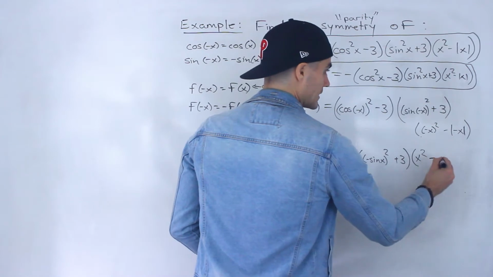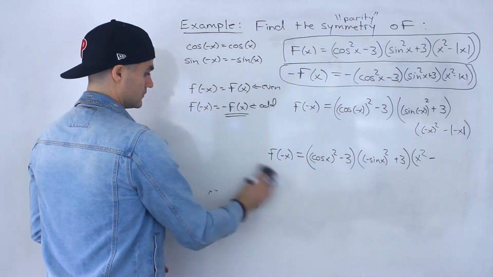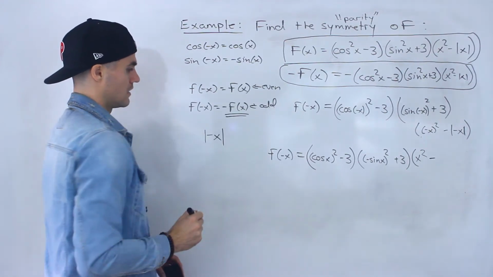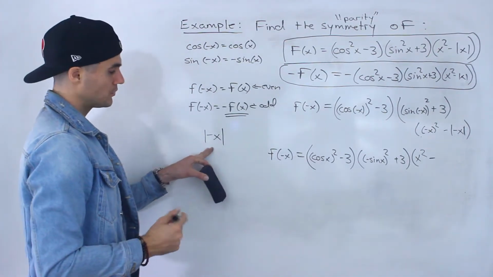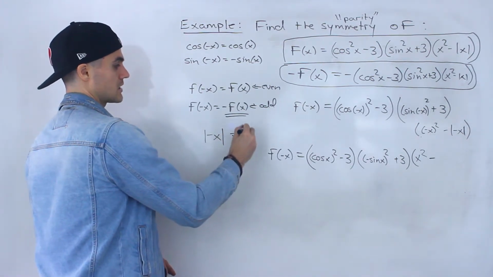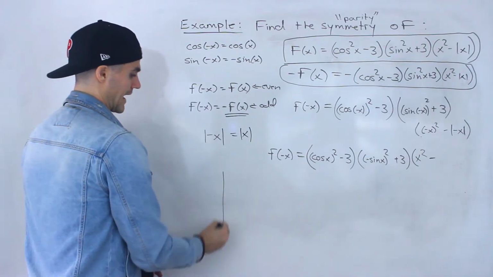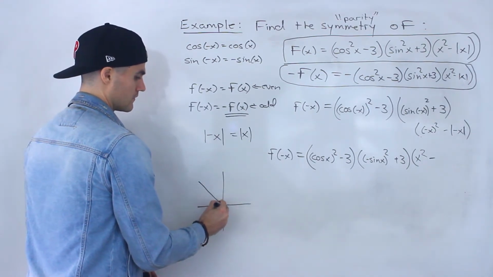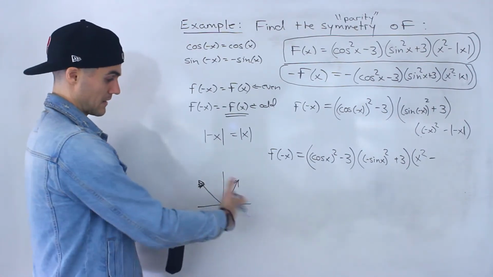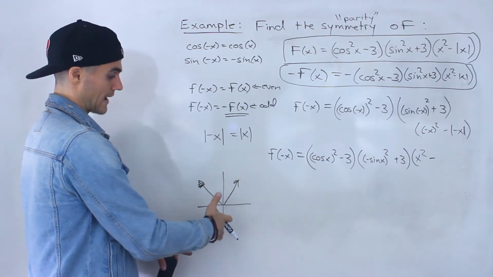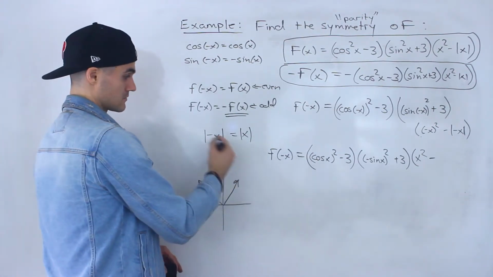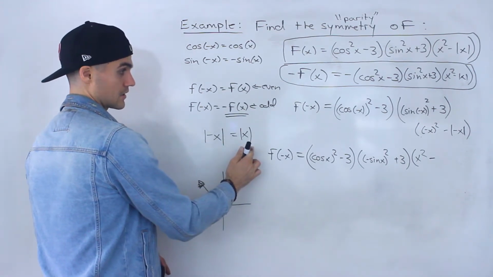And then we're going to have minus the absolute value of negative x. What's that going to be? Well, we know the absolute value just changes everything to a positive. So it's actually just going to equal that. In fact, the absolute value function is an even function. If we draw it, it's symmetrical about the y-axis, so we know f of negative x equals f of x, which means that this is going to hold.